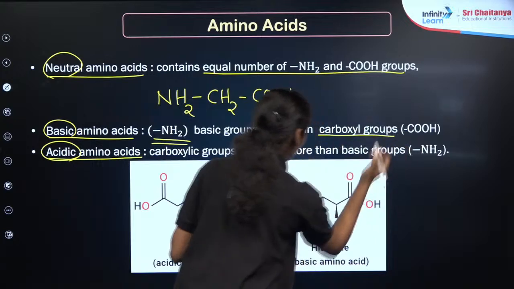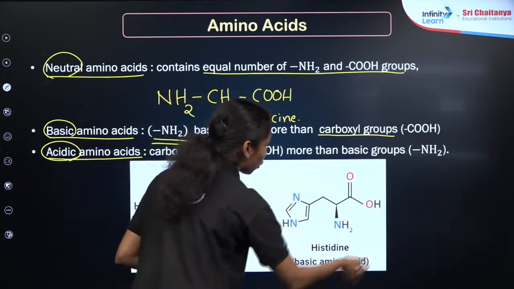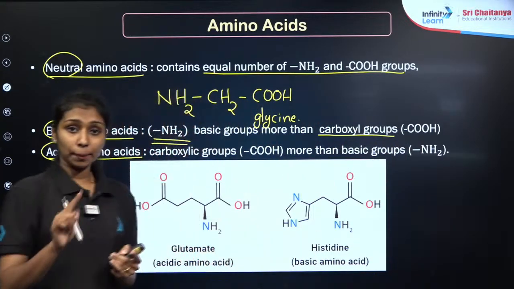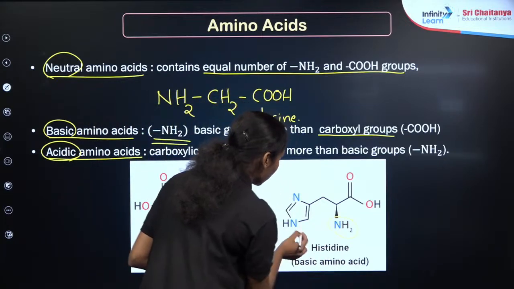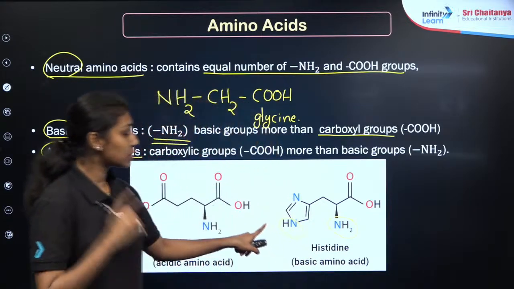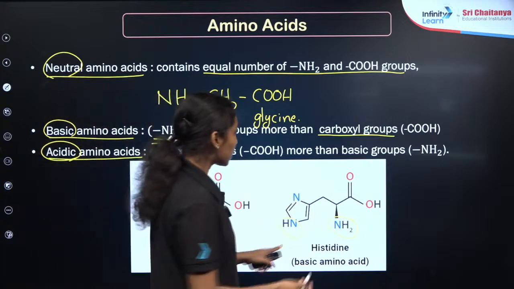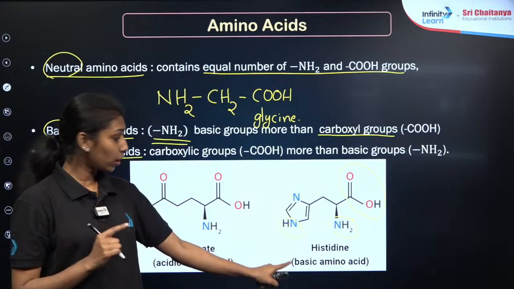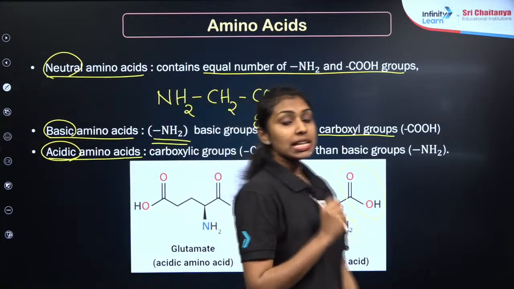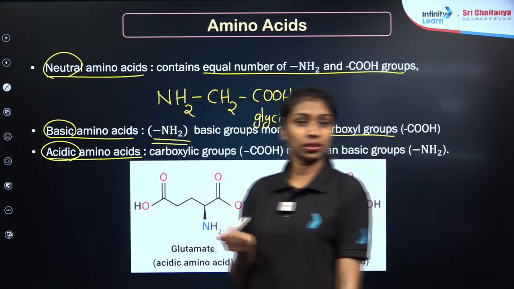For example, you can see here, this is our structure of the histidine molecule. This is an important amino acid you have to note. You can see that this is one NH2 group, here again another amine group, which means that more NH2 groups are present as compared to the COOH group in the case of histidine. So we can call the histidine molecule a basic amino acid. Clear?